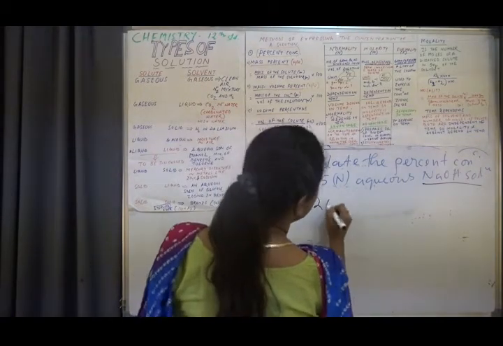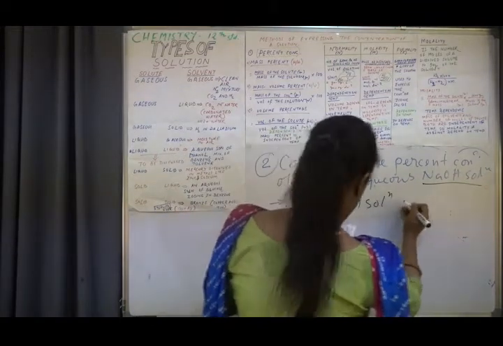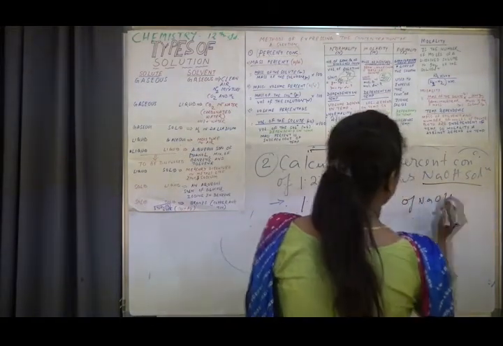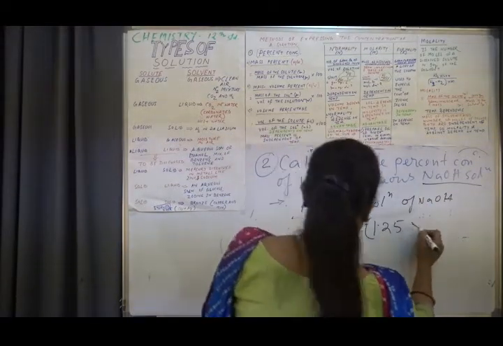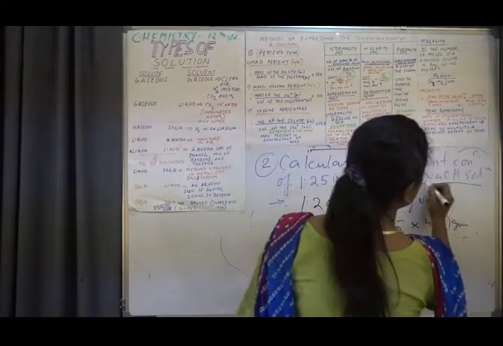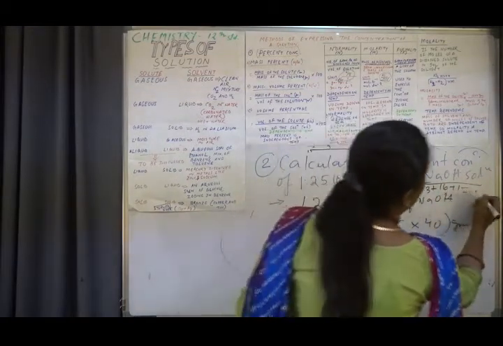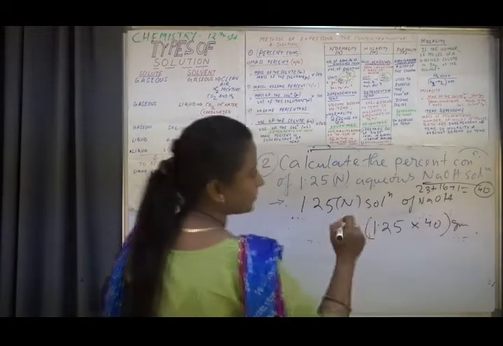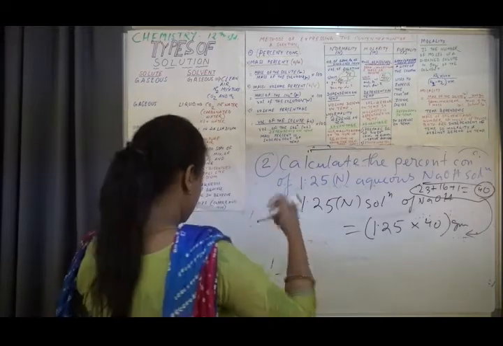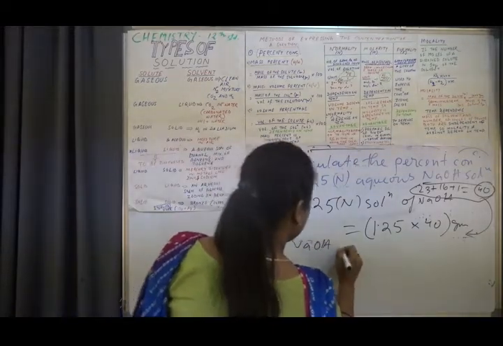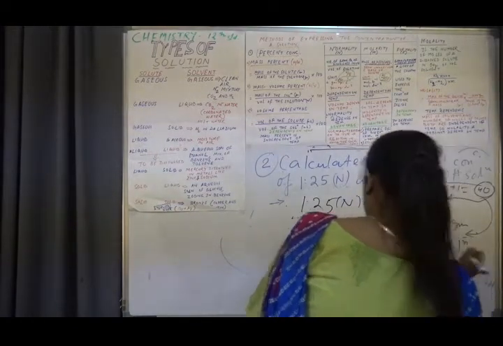So 1.25 normal solution of NaOH contains, what does it contain? NaOH 1.25 into 40. From where is this 40 coming? Sodium 23, then 16 plus 1. This is coming 40. So this 40 is the molecular weight. So NaOH in 100 centimeter cube of solution.